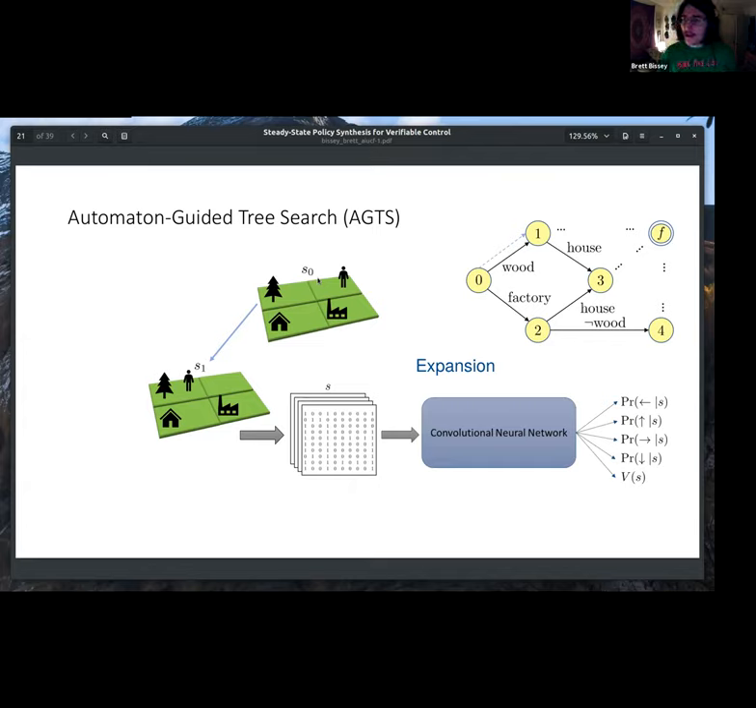As we expand the neural network, we're using our CNN to get our action probabilities as well as a value. It's a two-headed CNN, so we have one head that deals with the probabilities of the next action and the other head that deals with the value. It's like an actor-critic architecture, and you need both of these heads.